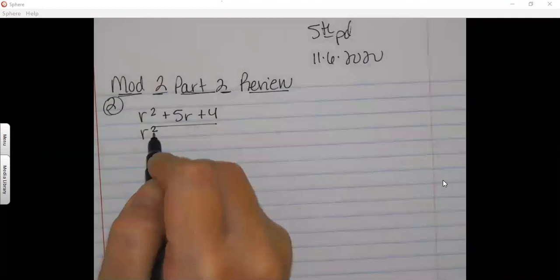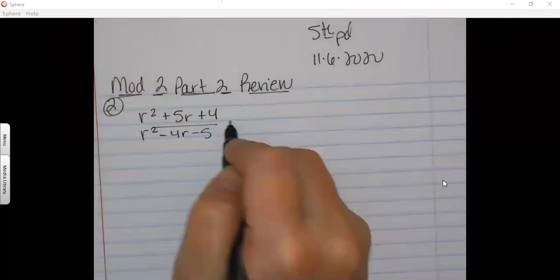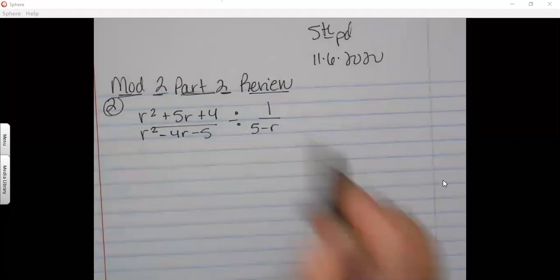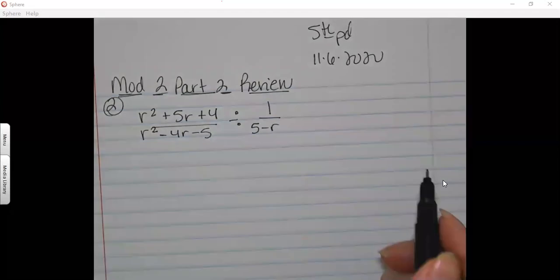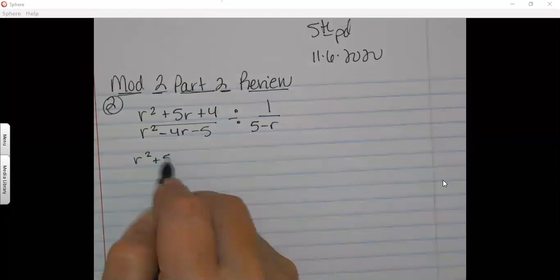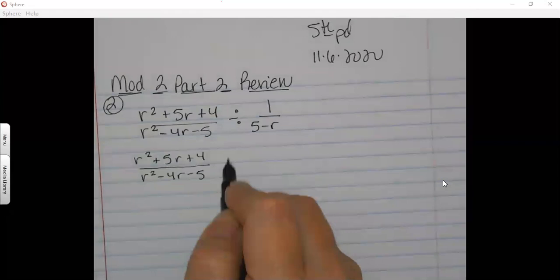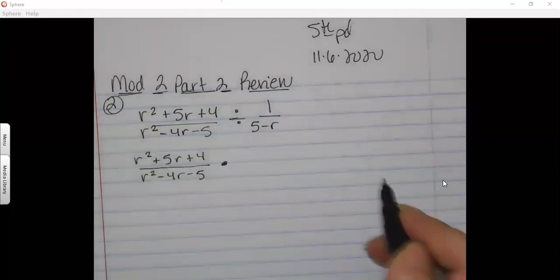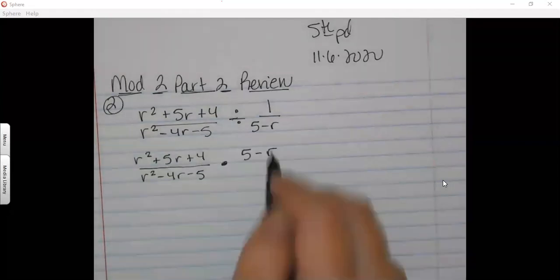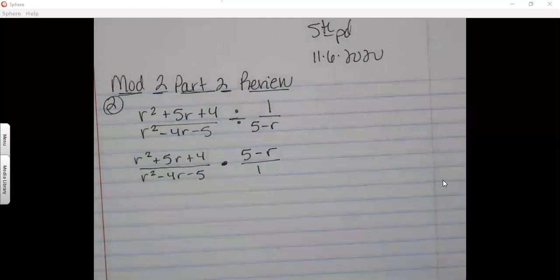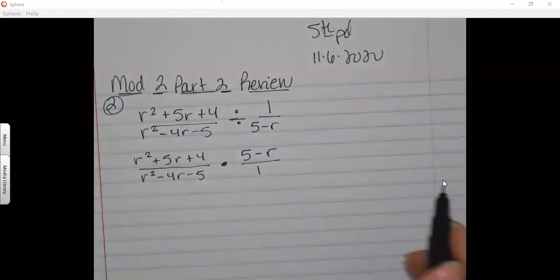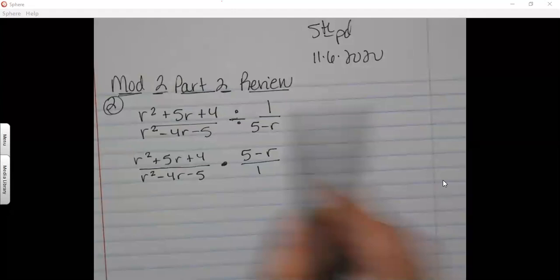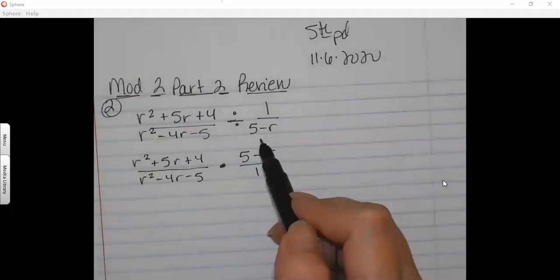And I taught you that when you are dividing two rational expressions, you have to keep the first fraction the way it is. You change the division symbol to multiplication, and you write the reciprocal of the second fraction. But remember, when you're doing excluded values, that 5 minus r was at one point in the denominator, so it's going to give me an excluded value. Let's go ahead and write that.